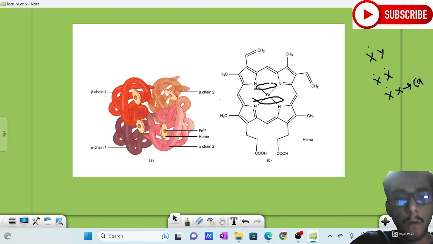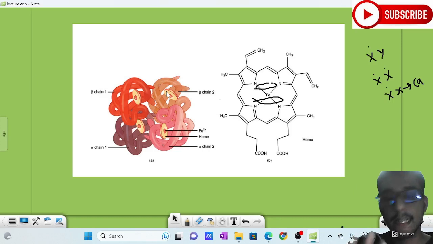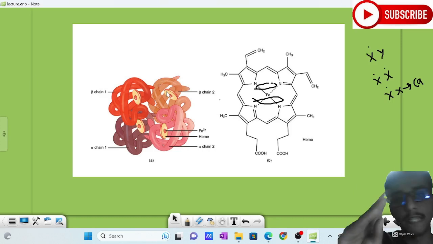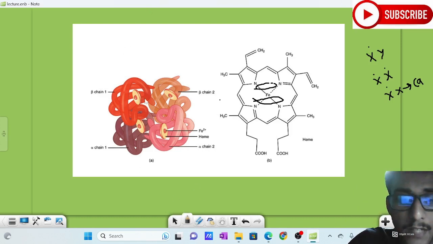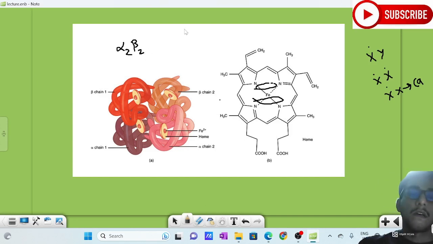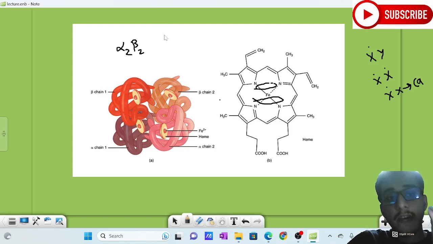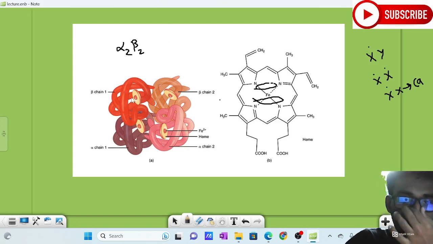So the globin part actually is a tetramer. Tetramer means 4 units: 2 alpha and 2 beta. So we can write it as alpha 2, beta 2. This is the protein part of the hemoglobin. It contains 2 alpha, 2 beta, thus forming a tetramer, right? Each subunit, each alpha and each beta, contains another part, which is a heme part.